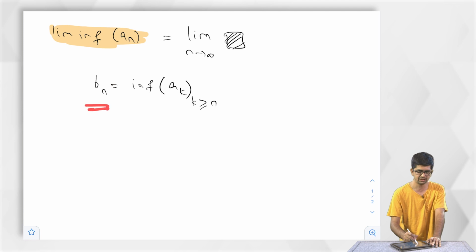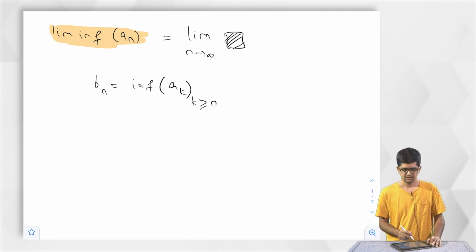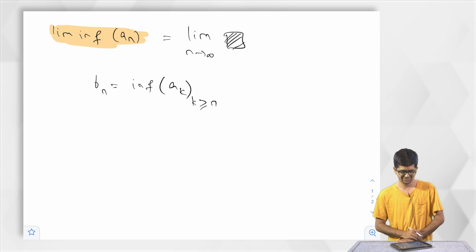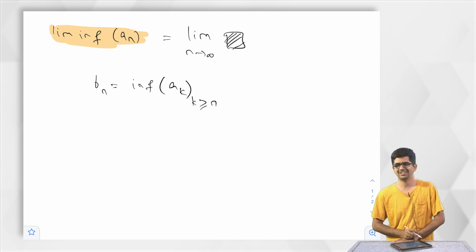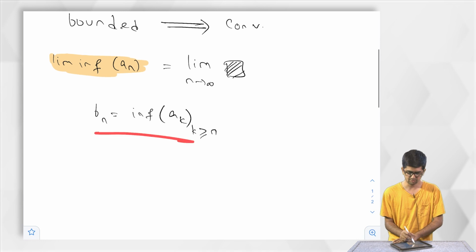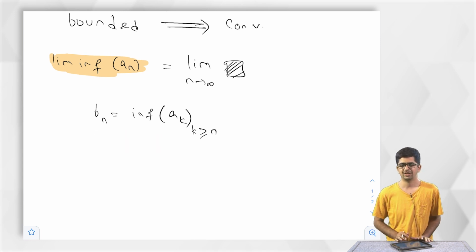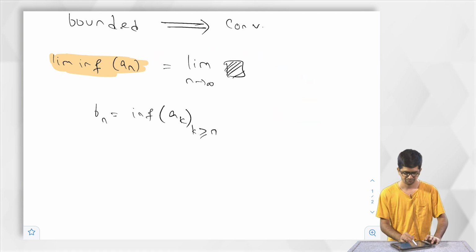For each n, we have an element in R. We realized that this is a monotone sequence, is it increasing or decreasing? Whatever it is, it is monotone, and because An is bounded, this is also a bounded sequence. So by that theorem, this converges to some element. That element is what we call lim inf of An.